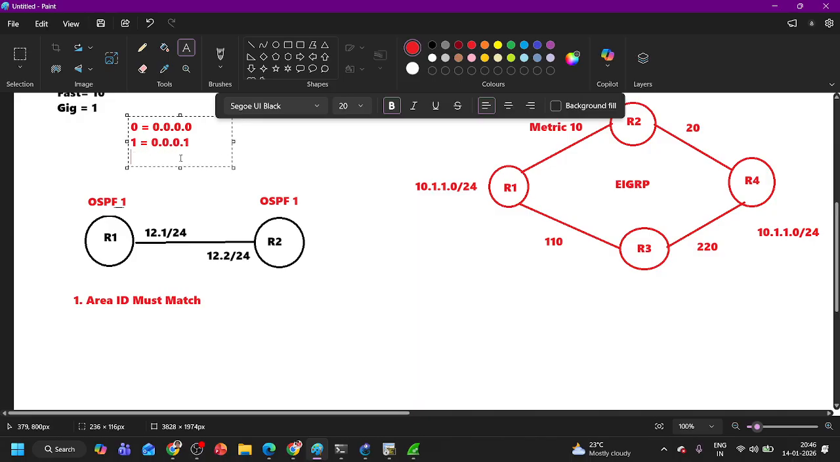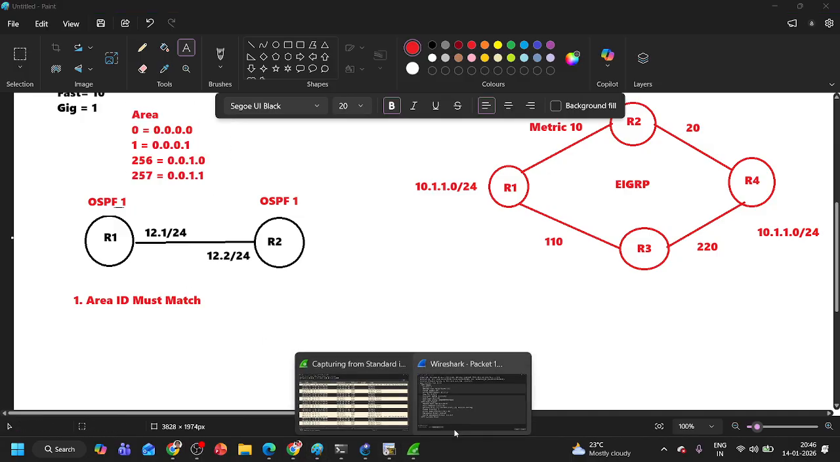If I configure area 256, then what will the area ID be in IPv4 format? 0.0.1.0. And 257 will be 0.0.1.1. Like this, the area is represented in IPv4 format.